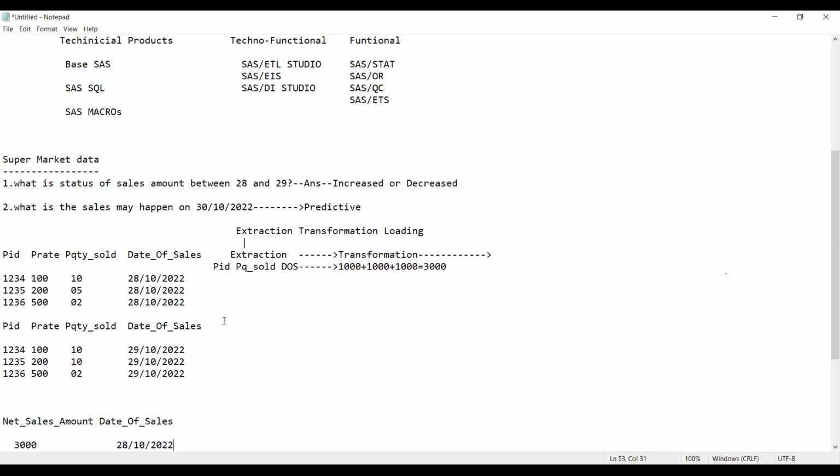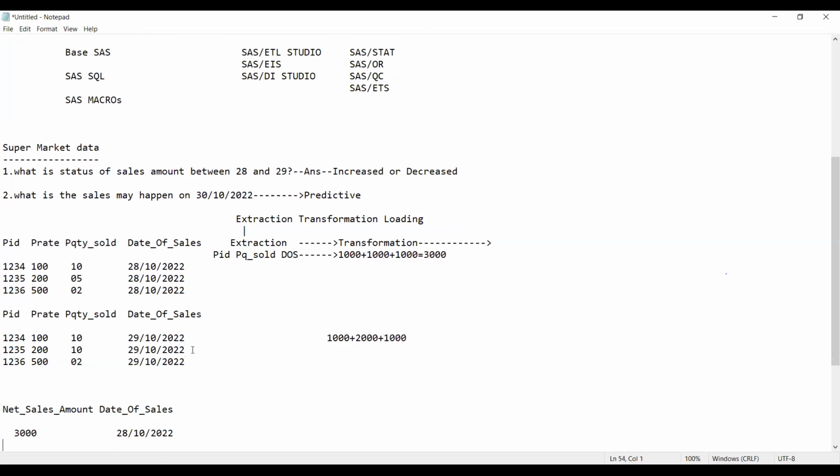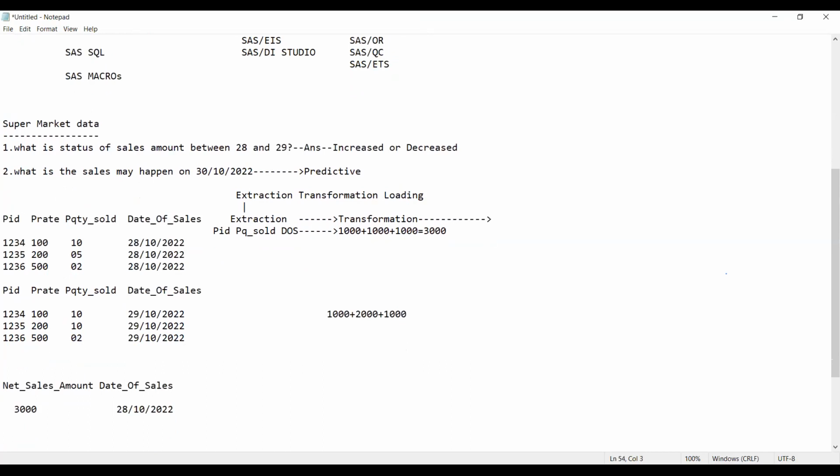Now, guys, the second day, same, we perform the job again. Tell me now, 100 into 10 means how much? 1000. 200 into 10? 2000. Very good. And then 500 into 2? I'm writing it here, 1000. First one is 1000, plus 2000, plus 1000. Now tell me what is the net sales amount. Directly, I'm writing 4000. Very good. Now, guys, 4000 on 29th.